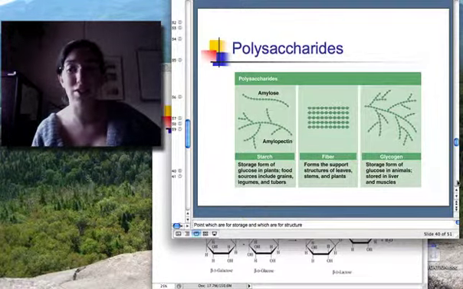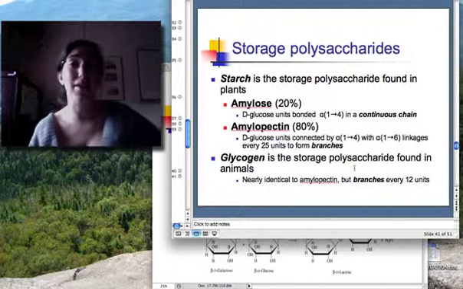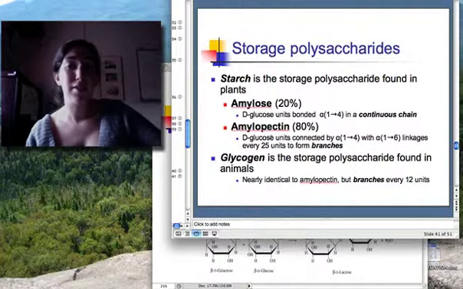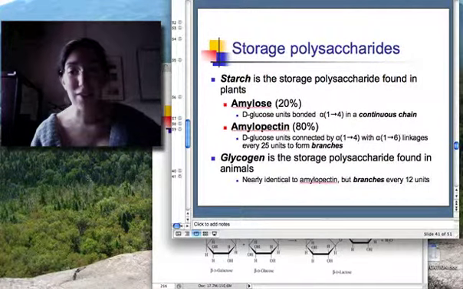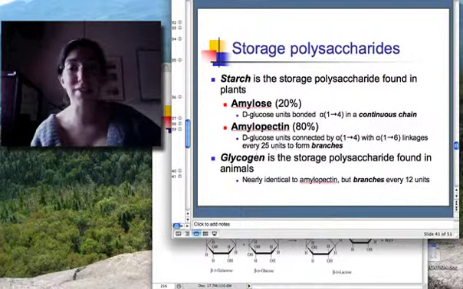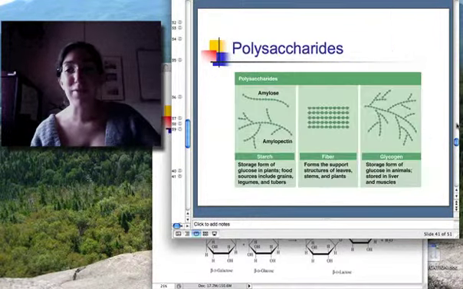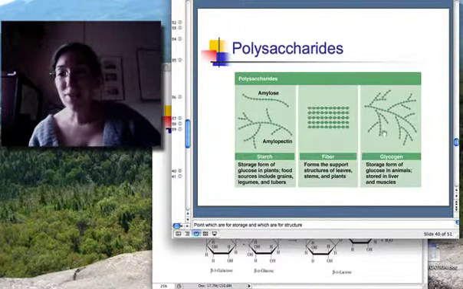So glycogen is the storage form of polysaccharides found in animals, and it's very similar to amylopectin, except that it has more branches, essentially. So amylopectin branches every 25 units, and glycogen branches every 12 units. So you can maybe kind of see that here.